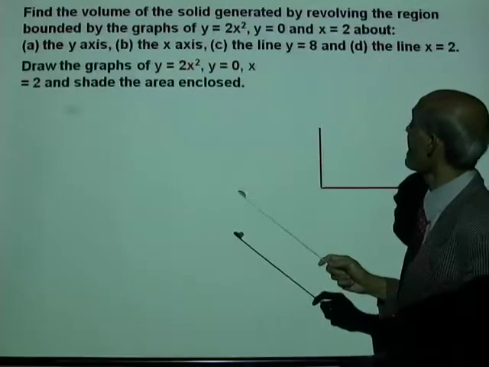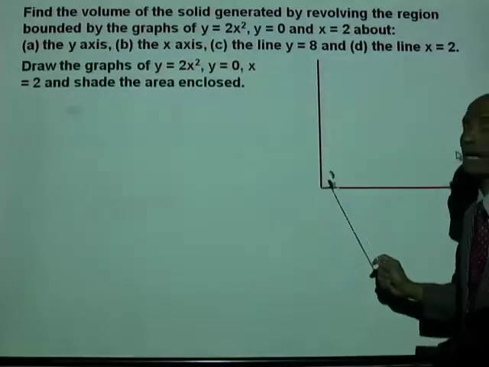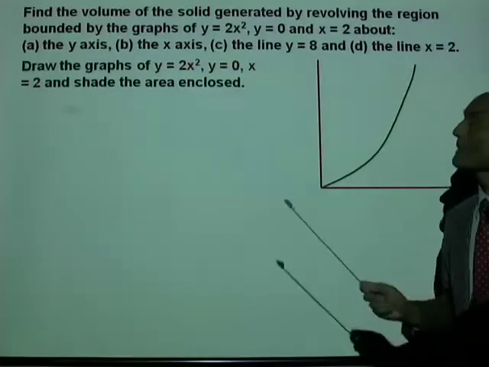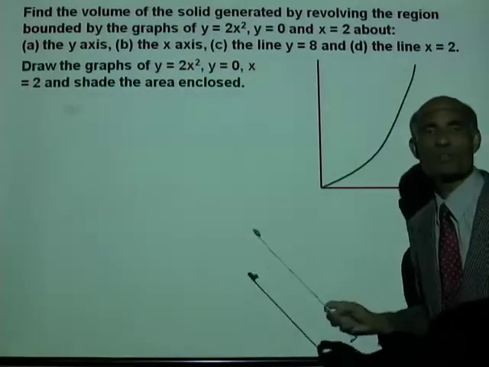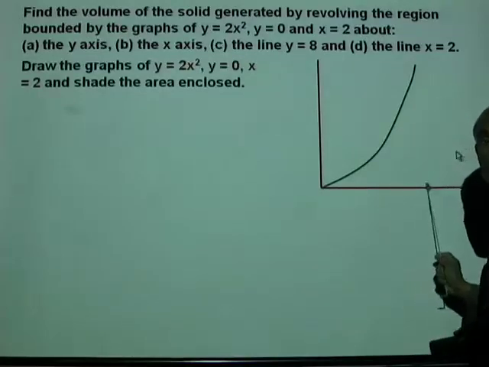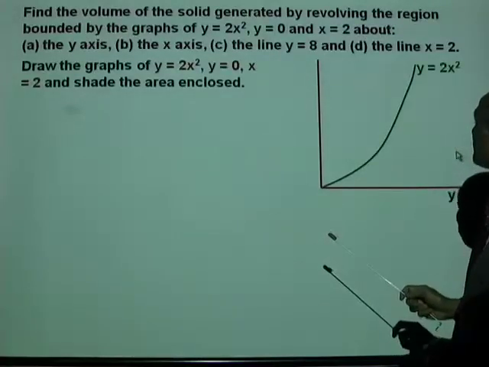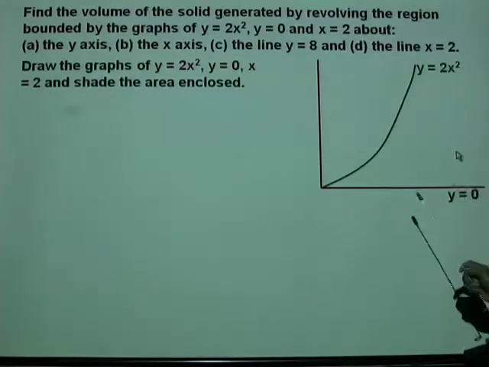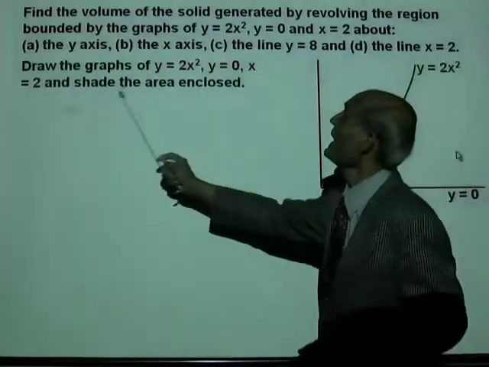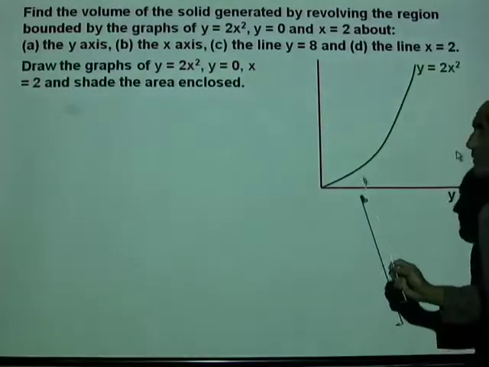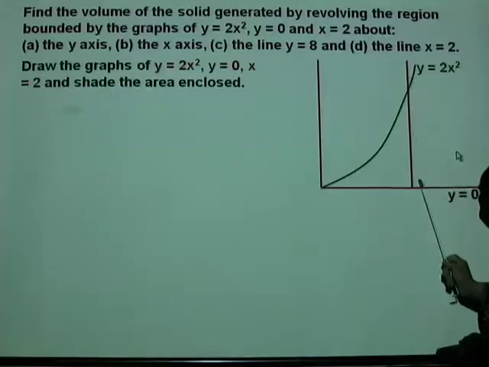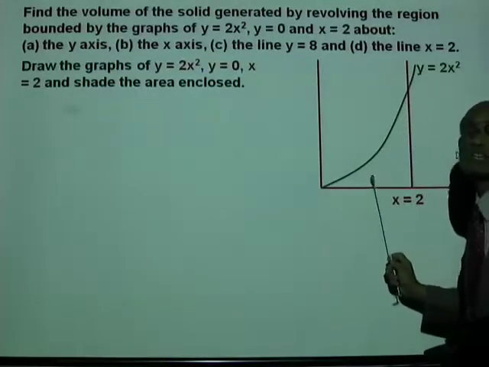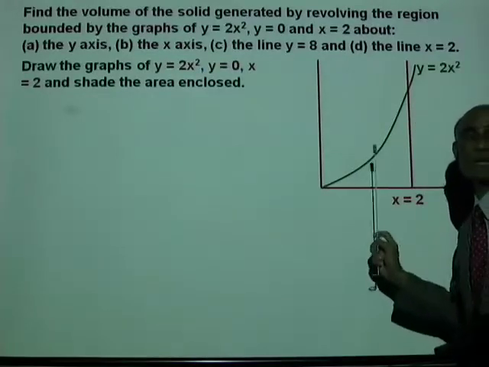Now tell me, what does the y equal to 2x squared graph look like? That's right. This is the graph of y equal to 2x squared. Where is y equal to 0? Y equal to 0 is the x-axis. That's right. So this is y equal to 2x squared. This is y equal to 0. And what else? X equal to 2. What is the graph of x equal to 2? There you go. That's x equal to 2. And the area enclosed by these 3 graphs is this area.